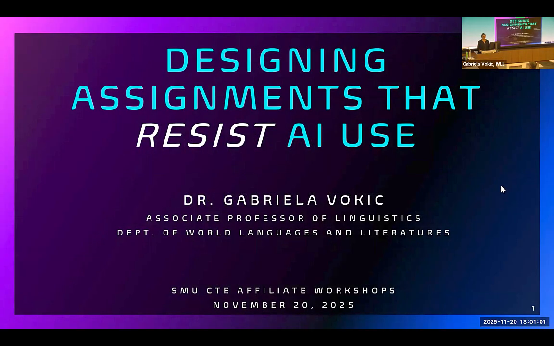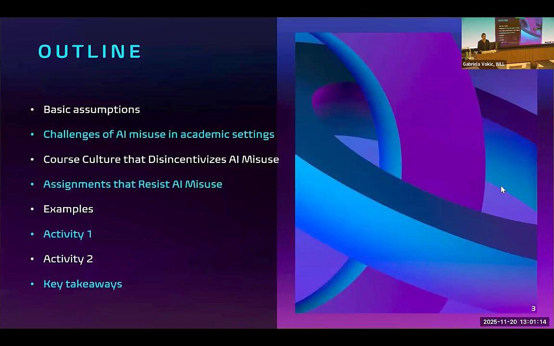Hello, my name is Gabriela Vokic, and I'm an associate professor of linguistics here at SMU in the World Languages and Literatures Department. And today I would like us to talk a little bit about how we can design assignments that resist AI use. So here's a quick outline of what I would like to be able to accomplish today.